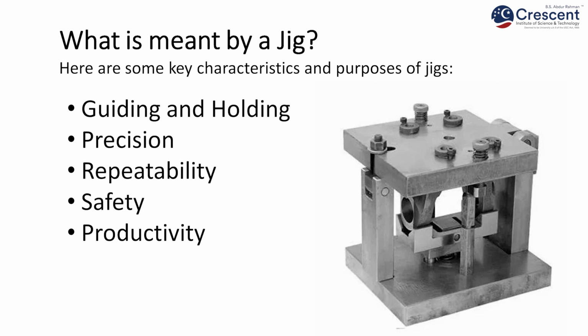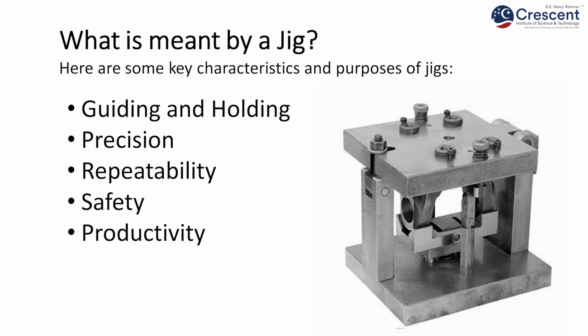So what is a jig? Right? So what is basically a jig? A jig basically is a mechanical device or a tool used in manufacturing, machining and other industrial processes to assist in guiding, holding or even positioning a workpiece or tool or machine component. So we can say locating, holding and supporting the workpiece. These jigs are also designed to ensure precision, consistency and repeatability in various manufacturing operations.